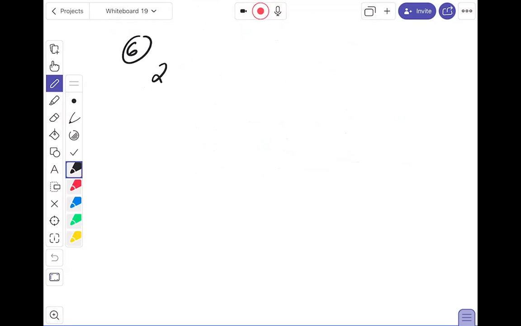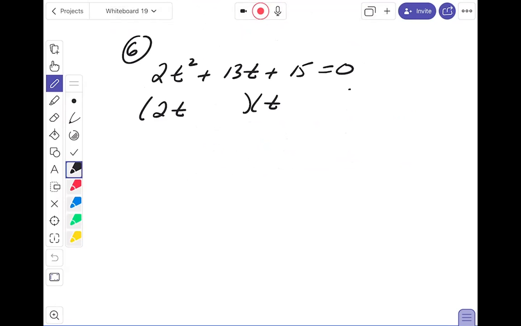So we see 2t squared plus 13t plus 15 equals 0. We already have the 0. We just got to get a product now. 2t, t, and 15. I'm going to say 5 and 2. I'm sorry, 5 and 3. I'll put this here and this here. Plus, plus. Does that work? 2t squared. 10t plus 3t is 13t. And you get 15.